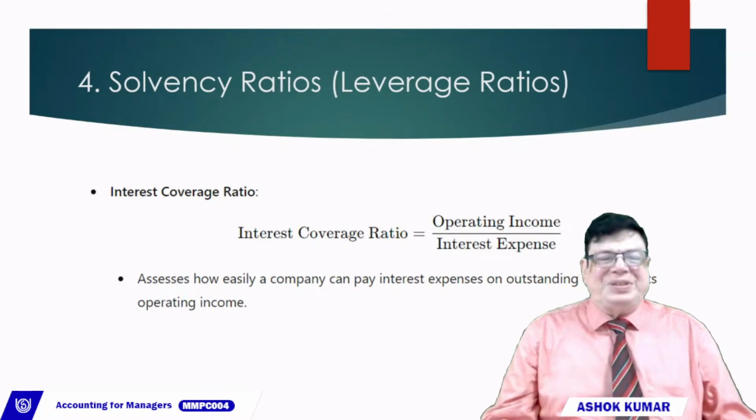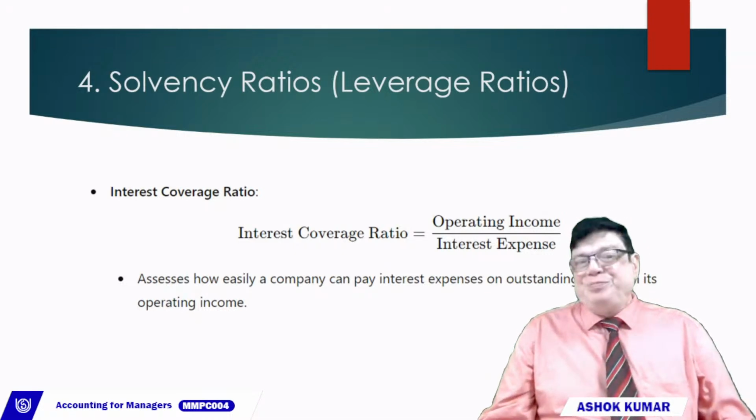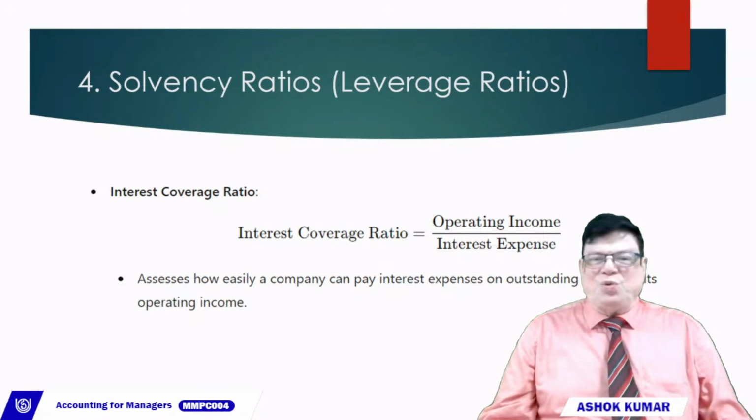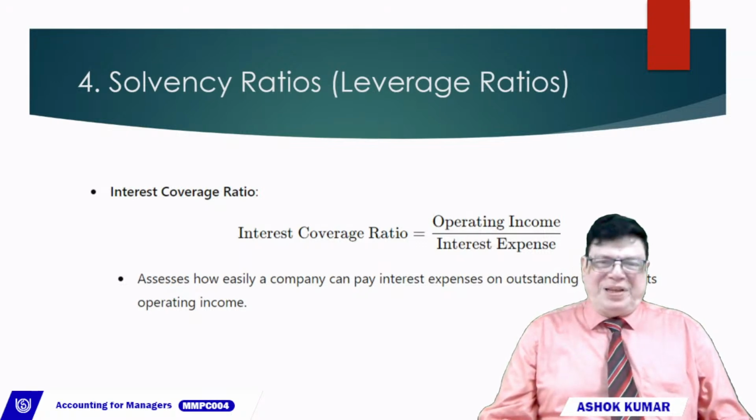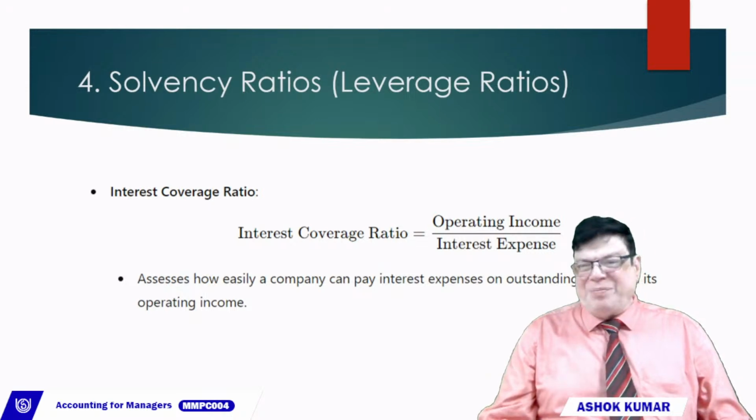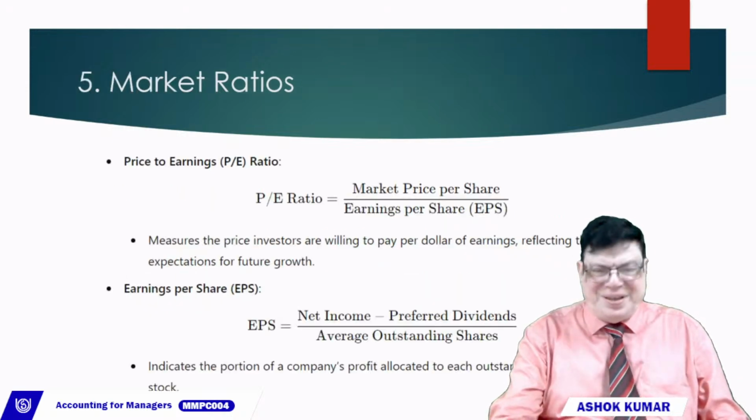Then next is the interest coverage ratio. Interest coverage ratio is equal to operating income divided by interest expense. It assesses how easily a company can pay interest expense on outstanding debt with its operating income.